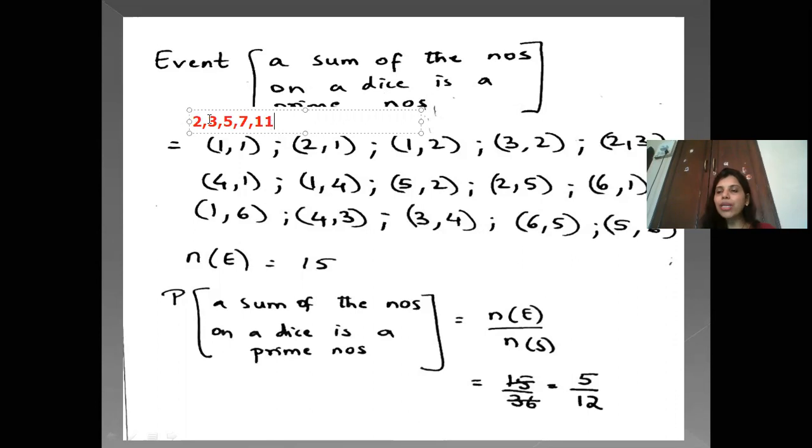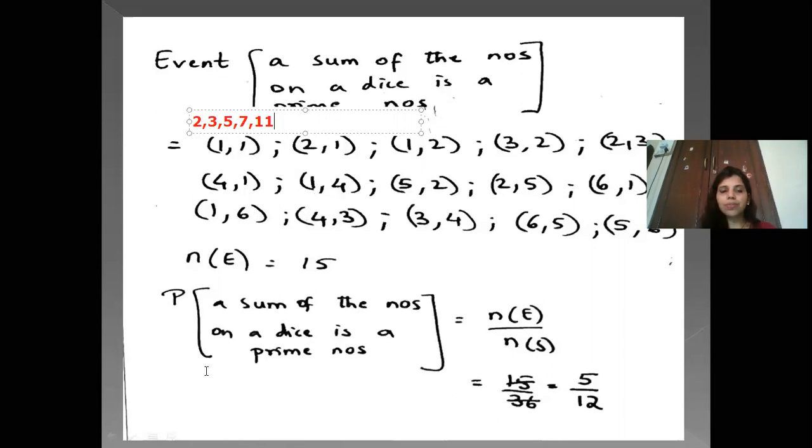So actually between 2 and 12 you have to list all the prime numbers. So here you can see 2, 3, 5, 7 and 11. Now when you are forming the possibilities, 1 comma 1 will give you 2, 2 comma 1 will give you 3 and 1 comma 2. For 5, 3 comma 2 can give you 5. 4 comma 1 also can give you 5.